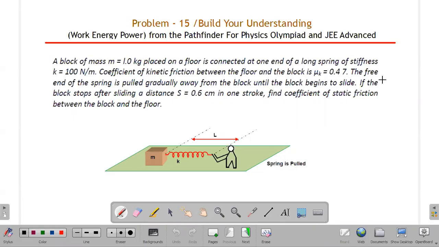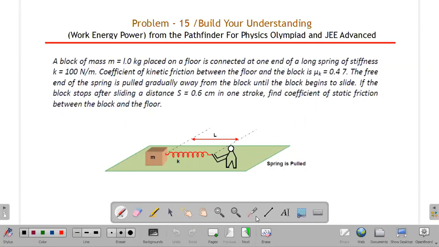In this question, we have a block which is connected to a spring at one end, and the other end of the spring, that is the free end, is being pulled by someone. The person is pulling the spring until the block is on the verge of sliding. That is, the moment the block is about to slide, the person stops further pulling of the spring. That is the question.